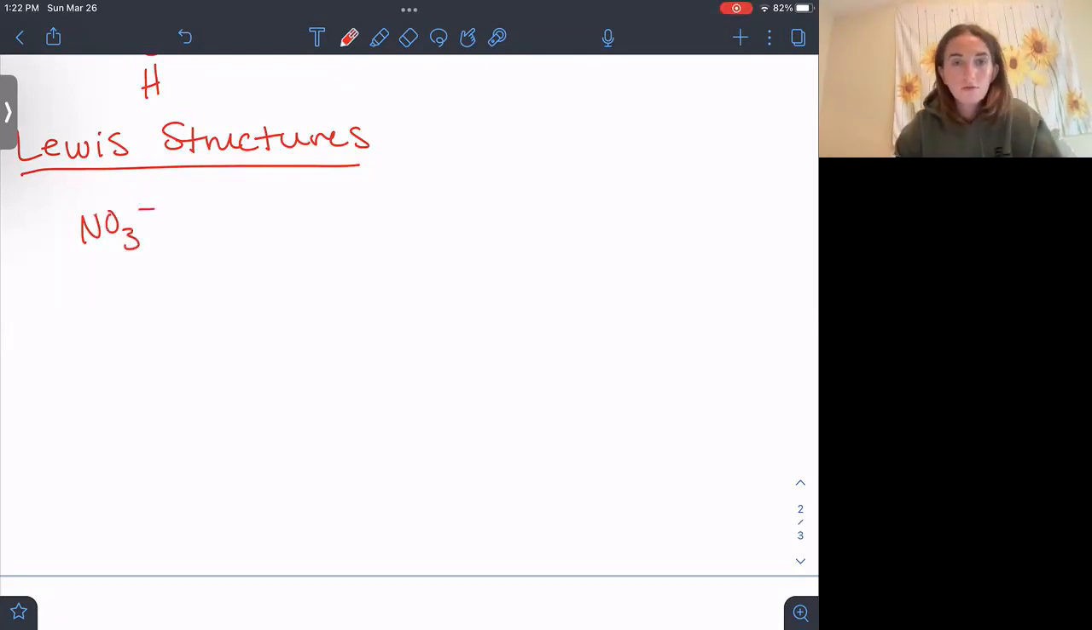When we want to draw a Lewis structure, what's the first thing we need to do? Yep, we need to count the valence electrons. So how many valence electrons are in NO3 minus? Yep, I like 24. Oxygen has 6 valence electrons and we have 3 of them. Nitrogen has 5 valence electrons, and then we have 1 additional electron from this minus as the charge. So we have 24 total. Okay, what's next?